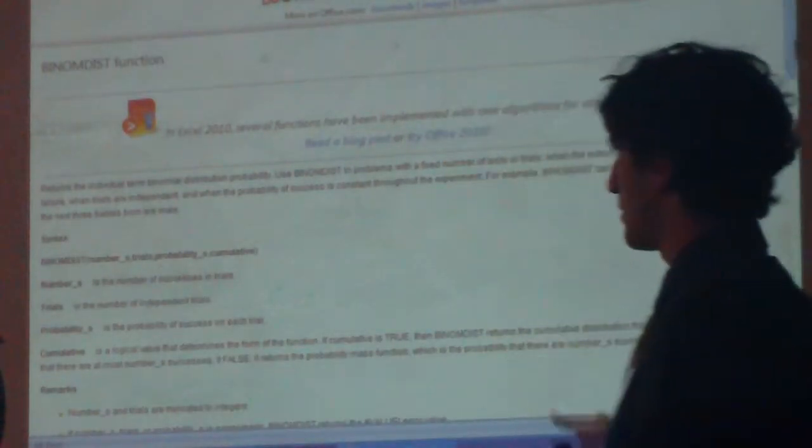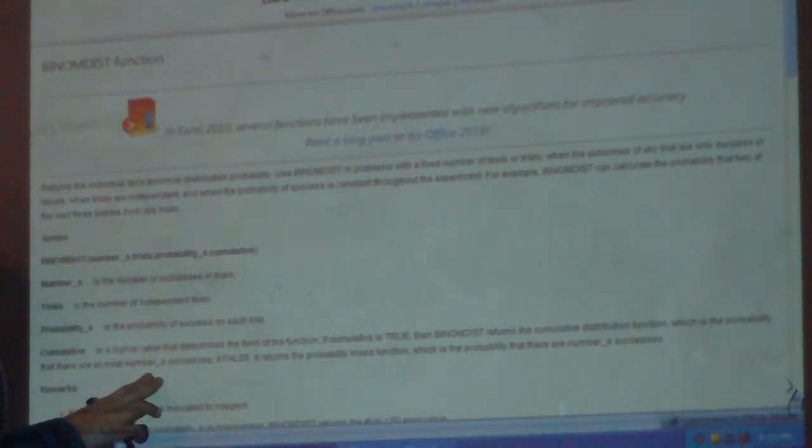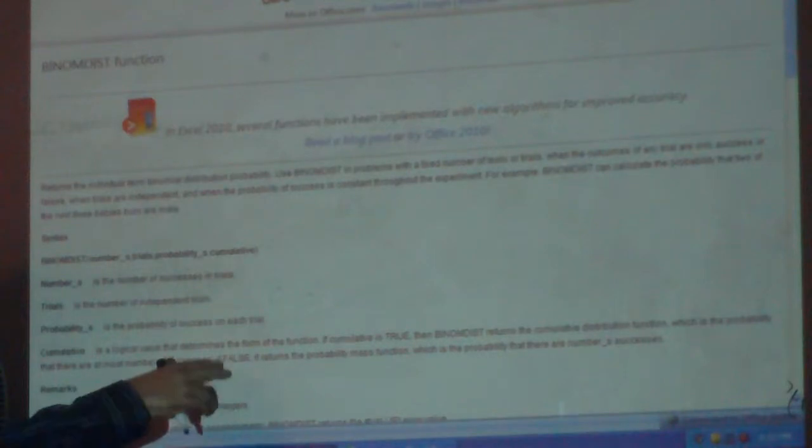This is a logical value that determines the form of the function. So I wouldn't mess with this. I think we could just leave that blank. If it's true, it's the cumulative distribution function. Oh, so this is if there's at most. So if you put in true, it would be the probability that there is at most that number. Put in false, the probability that there are exactly that number. So maybe we need to put in false. All right. Because we want to know the probability there are 3. So we need to use false.